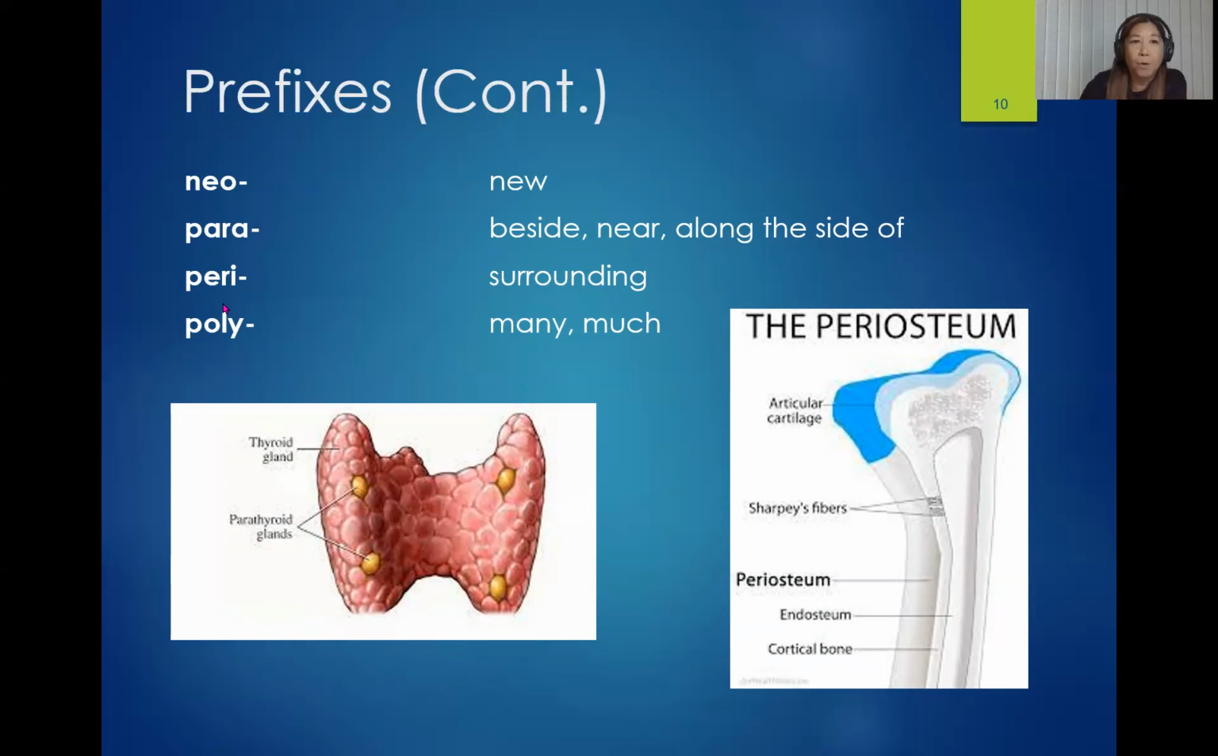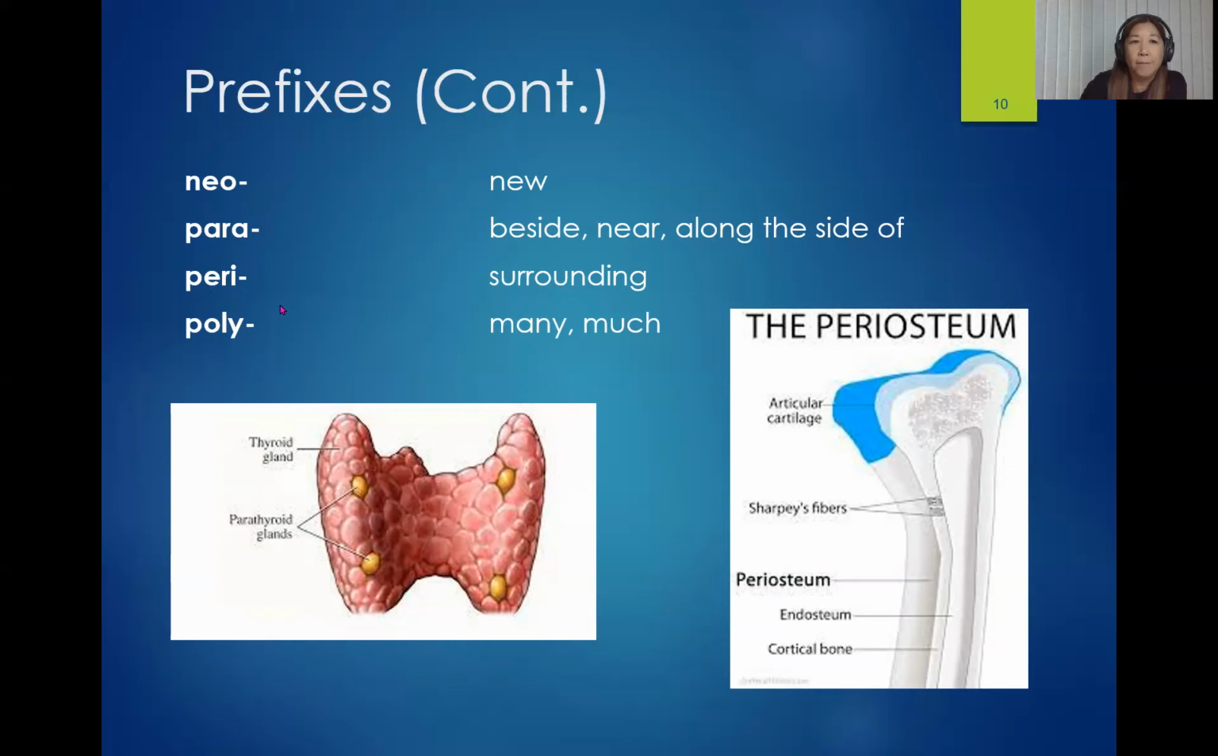And don't get that mixed up with peri, right? So peri, P-E-R-I, remember, means surrounding, right? So think of periosteum, right? Which is the outer covering of the bone. The perimeter, right, is when we take a measurement around something. Periarticular would be another word where we're looking at something that is surrounding the joint cavity.